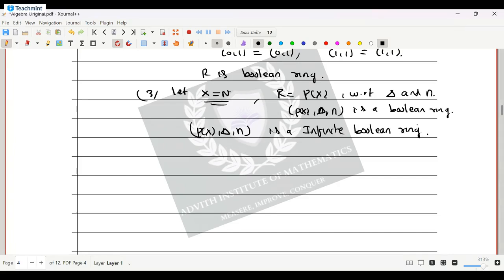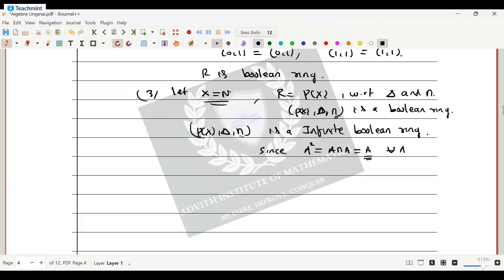Infinite Boolean ring, ఎందుకు? X is equal to N అయితే ఎన్ని subsets exist అవుతాయి సార్? Infinite number of subsets exist అవుతాయి. So therefore, every element of that ring is idempotent. So therefore, power set of X, delta symmetric differences and intersection is a Boolean ring. Since A square is equal to A intersection A with respect to second operation కదా. A square అంటే, ఇక్కడ second operation ఏంటి sir? Intersection. So A square equal to A intersection A, which is equal to A, sir.